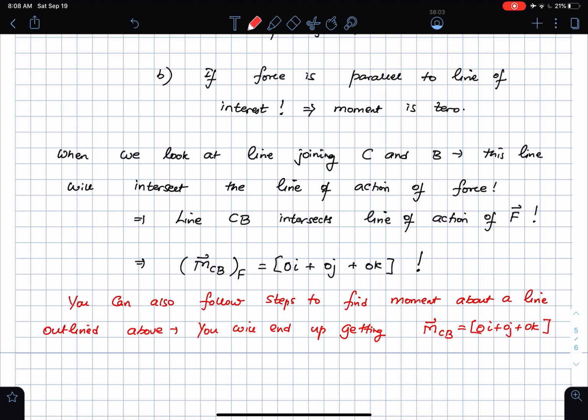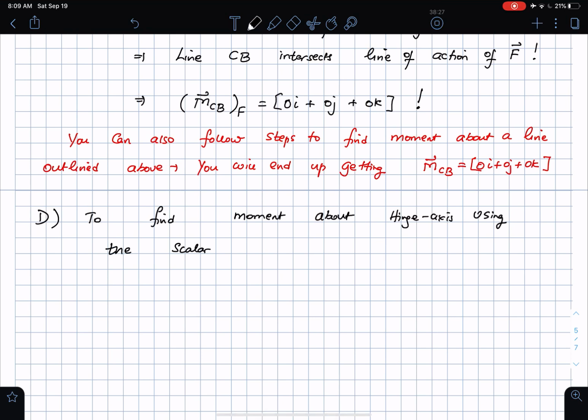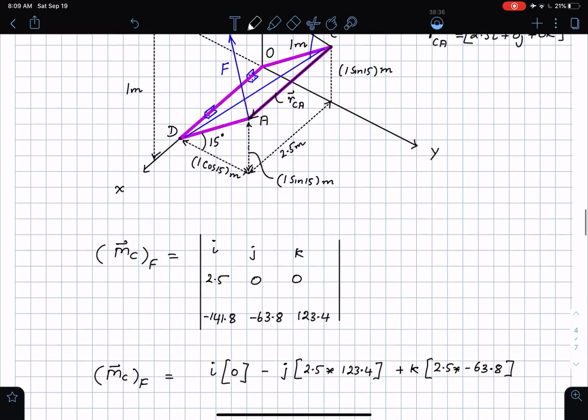Okay, then I go back to the last part of the problem. Okay, to find the moment about the hinge axis using, let's say, the scalar approach. Okay, so once again, I go back and bring my figure. Okay, so that's something I'm going to do very quickly.